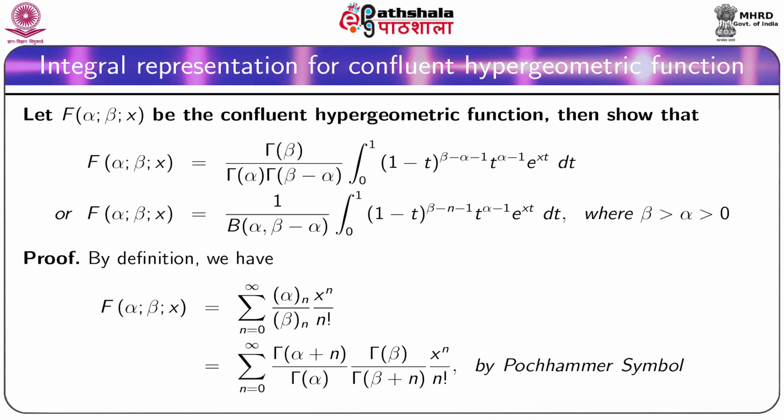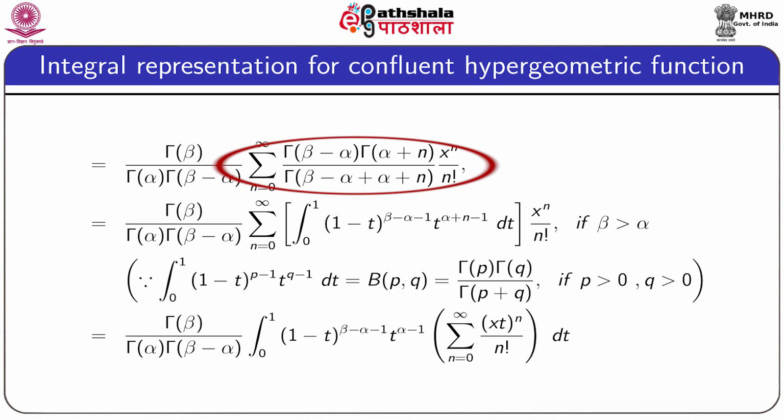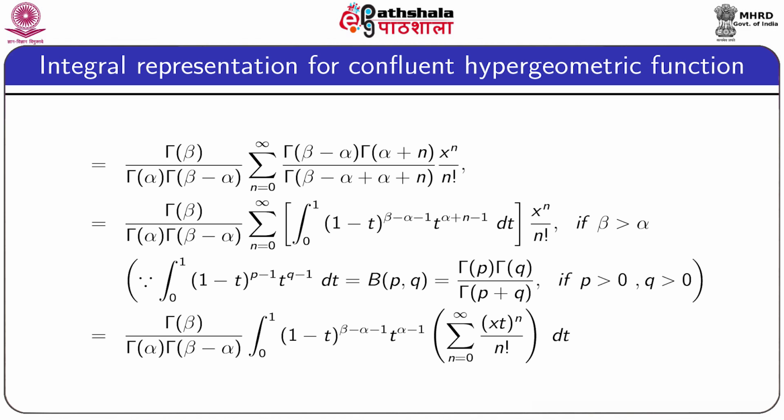Please recall the Pochhammer symbol where we have expressed (alpha)_n in terms of the gamma function. So, here basically we are using that as a formula. The previous expression can be simplified in the form gamma function beta divided by gamma function alpha into gamma function beta minus alpha, summation n equal to 0 to infinity, gamma function beta minus alpha, gamma function alpha plus n divided by gamma function beta minus alpha plus n into x to the power n by n factorial.